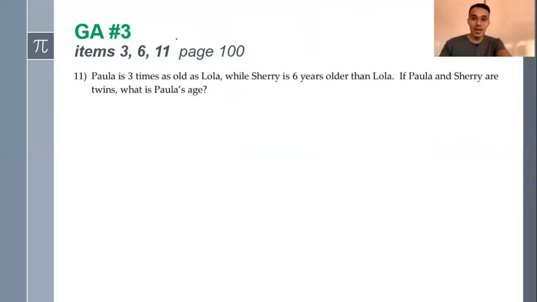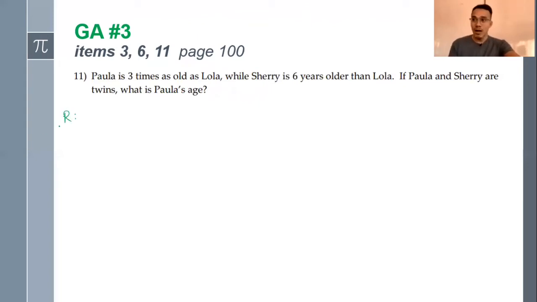Let's have number 11, the last item. Paula or Paula. Okay, dapat social tayo konti. Paula is 3 times as old as Lola, while Sherry is 6 years older than Lola. If Paula and Sherry are twins, what is Paula's age?